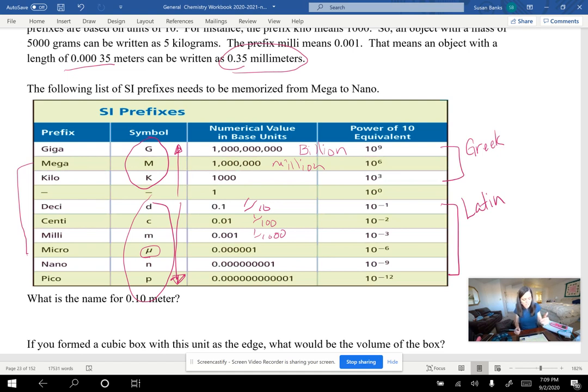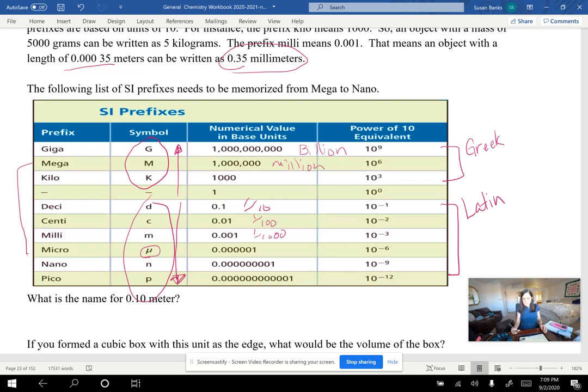So that's another hint. Once again, another hint is the capital letters right here. Those are always going to be bigger than the base unit. And the lowercase letters, those are always going to be smaller than the base unit. So there are two different ways that you can look at that to give you hints.